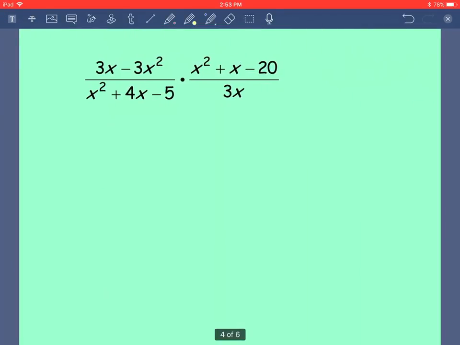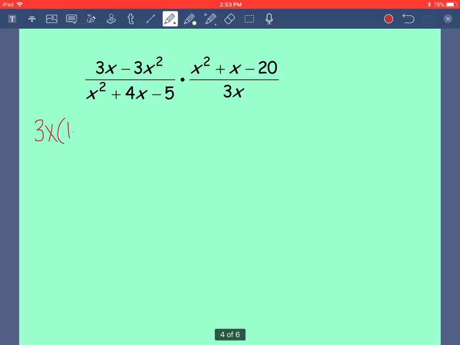Next one, I have (3x minus 3x squared) over (x squared plus 4x minus 5) times (x squared plus x minus 20) over 3x. So I'm going to see, can I factor everything? So 3x minus 3x squared, I can factor out a 3x. They both have a 3x in common.